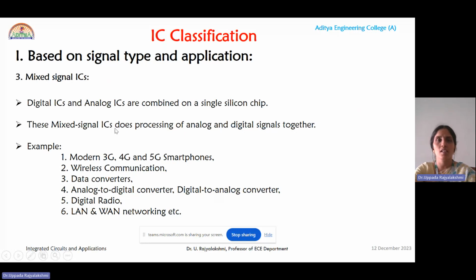And nowadays these mixed signal ICs are useful in 3G, 4G and 5G smart mobiles, and all the upgraded generation techniques. So in communication techniques, these mixed ICs are generally used when compared to analog or digital ICs. These are also used as data converters, that is analog to digital or digital to analog conversion. And also these are used for local area networking as well as in both LAN and WAN networking.